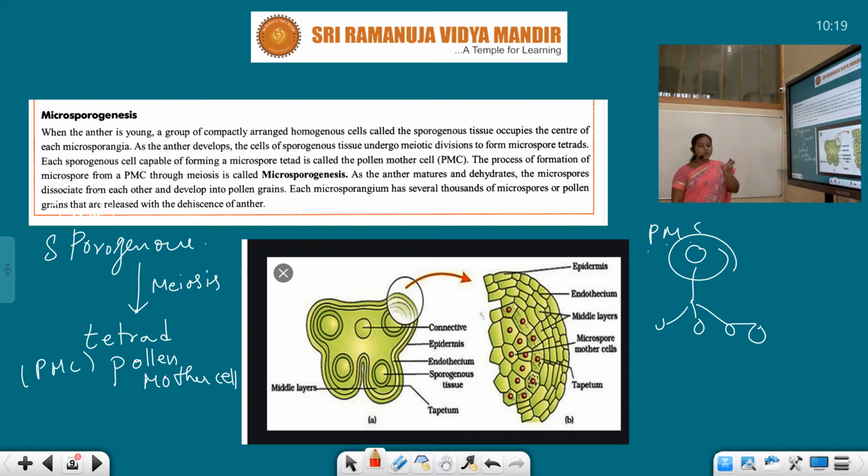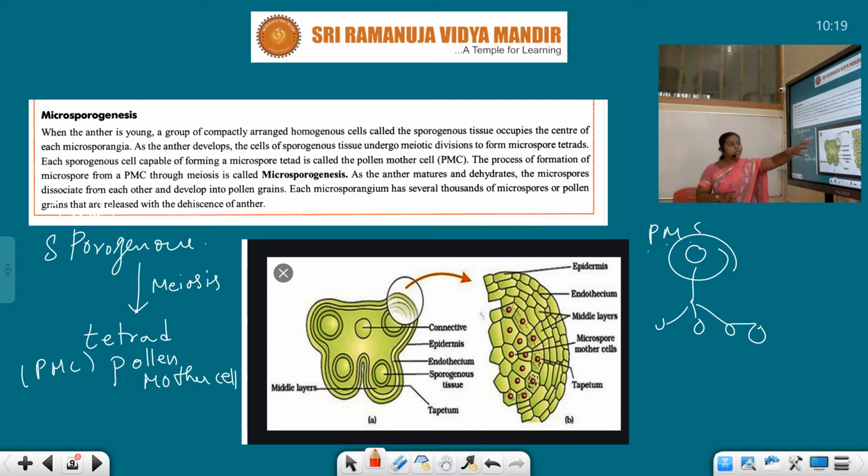First of all, you should have an idea about the proper structure of the anther, pollen grain, and the male reproductive part of the flower. If you have the correct idea about the structure, obviously you can remember all the developmental stages very easily. As the anther matures and dehydrates, microspores dissociate from each other and develop into pollen grains. Each microsporangium has several thousands of microspores or pollen grains that are released with the dehiscence of the anther.